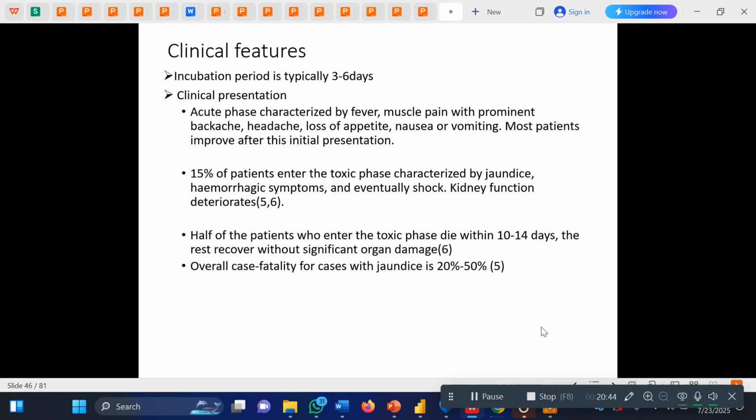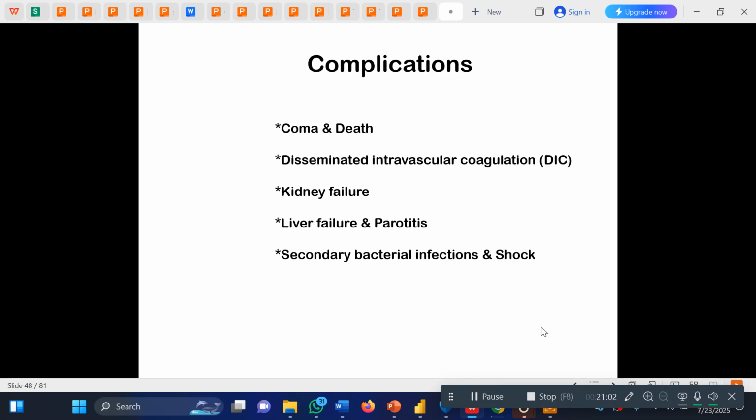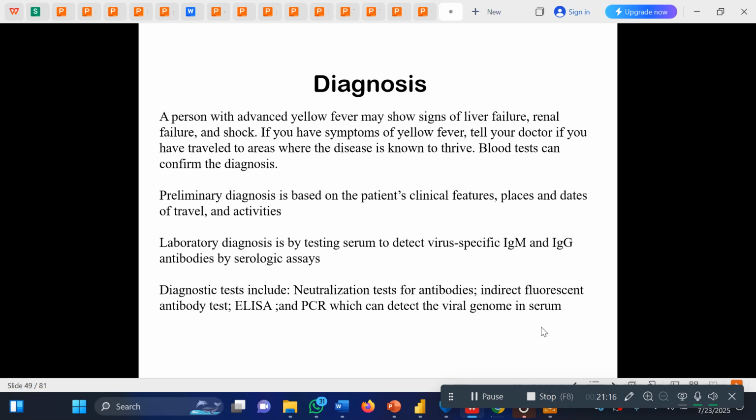Overall case fatality rate for yellow fever with jaundice is 20 to 50%. Those are some of the symptoms I presented earlier. Now, the complications of yellow fever could be coma and death, DIC, kidney failure, liver failure, parotitis, and also secondary bacterial infection and shock.